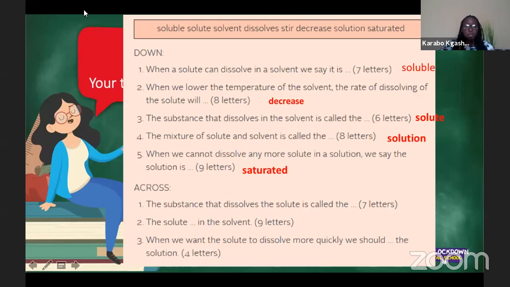Right, now number 1 across. The substance that dissolves the solute is called the solvent. Well done, Iksan. It is called the solvent, and a lot of you are saying solvent. Well done. Thank you. Number 2, the solute in the solvent.